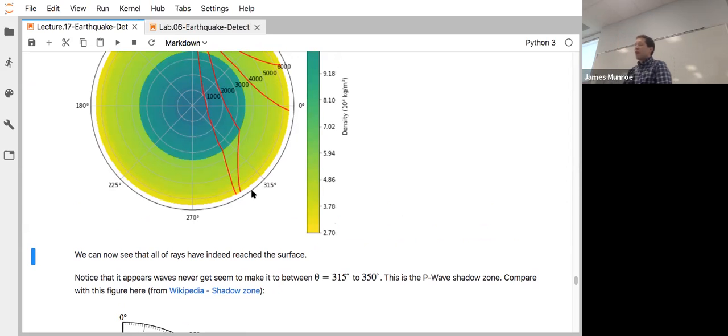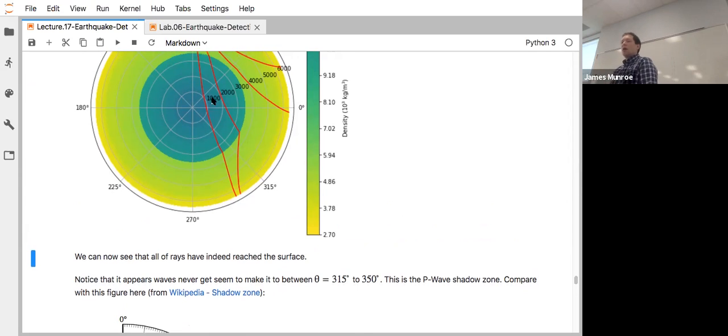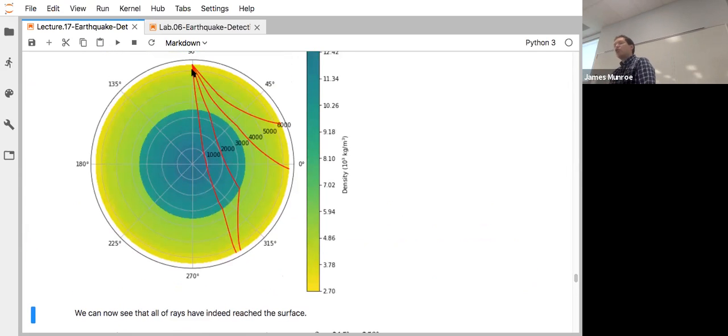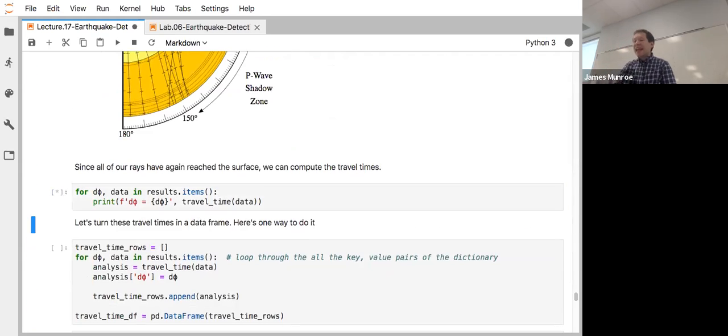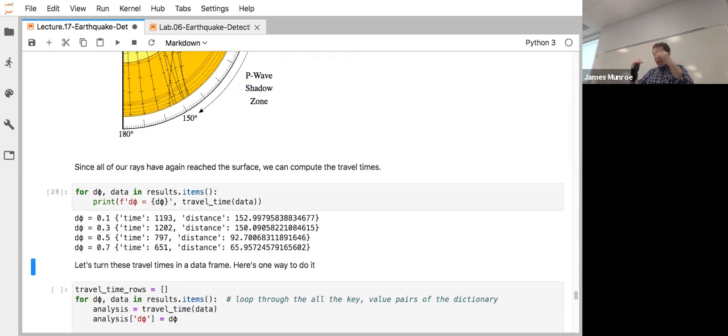So what we've done is we've got a model now showing us different rays and how far they travel in terms of degrees. We also know how long it takes for them to travel through it. So I can make a little table. For every one of these initial angles, there's a certain time in seconds that corresponded to a certain distance in angle. And that's what a travel time curve is.